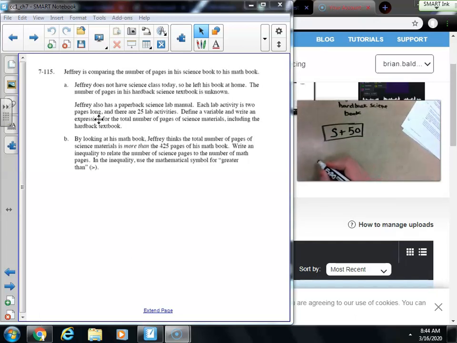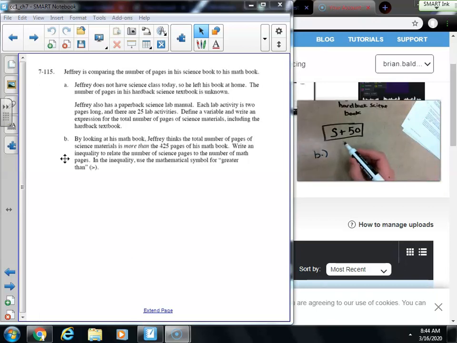Question B. By looking at his math book, Jeffrey thinks the total number of pages of science materials is more than 425 pages of his math book. Write an inequality. Remember, inequality means not necessarily equal. Relate the number of science pages to the number of math pages. In the inequality, use the mathematical symbol for greater than.